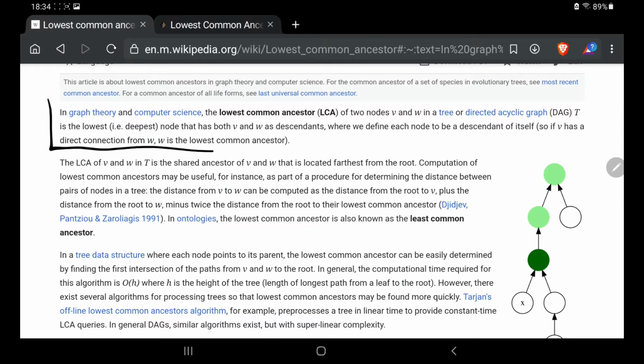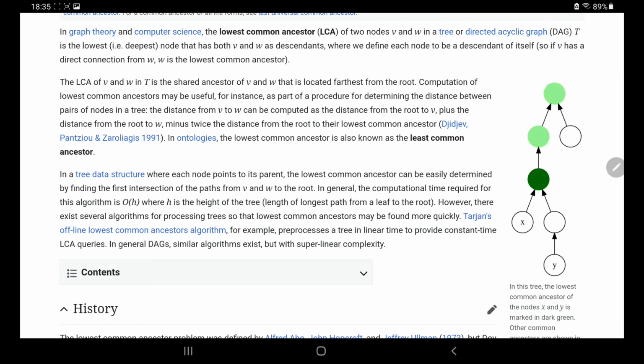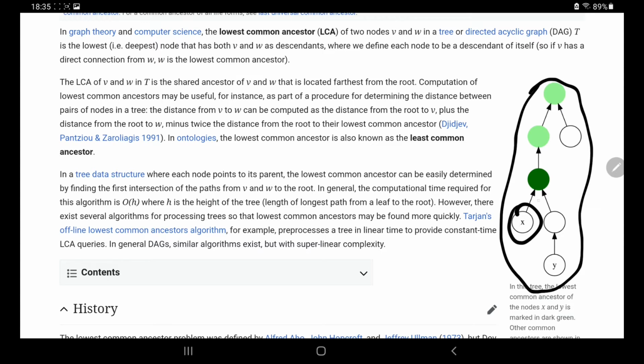So we have the definition here in graph theory. The lowest common ancestor of two nodes is the lowest node that has both V and W as its descendants. We are given this visualization here, and if you look at it, this is the tree, a binary tree. We are given the task to find the lowest common ancestor of X and Y here. So the answer will be this node, because from this node I can reach X and also Y. It is the only unique node.